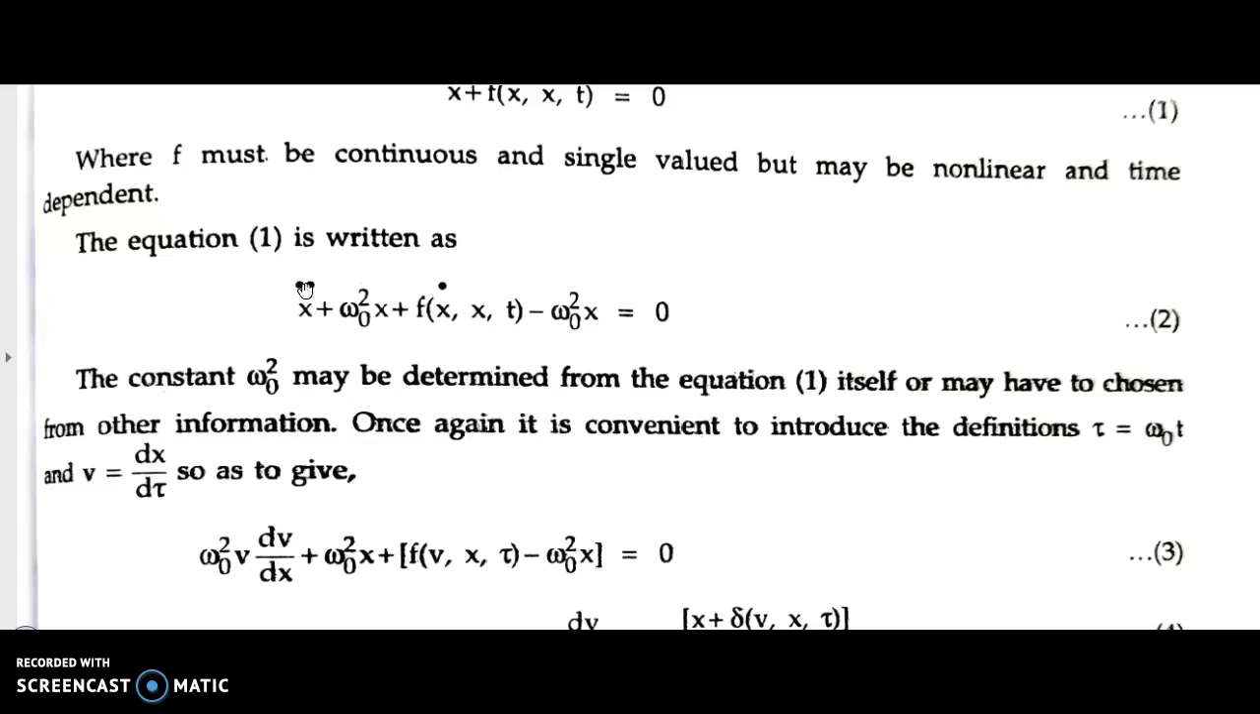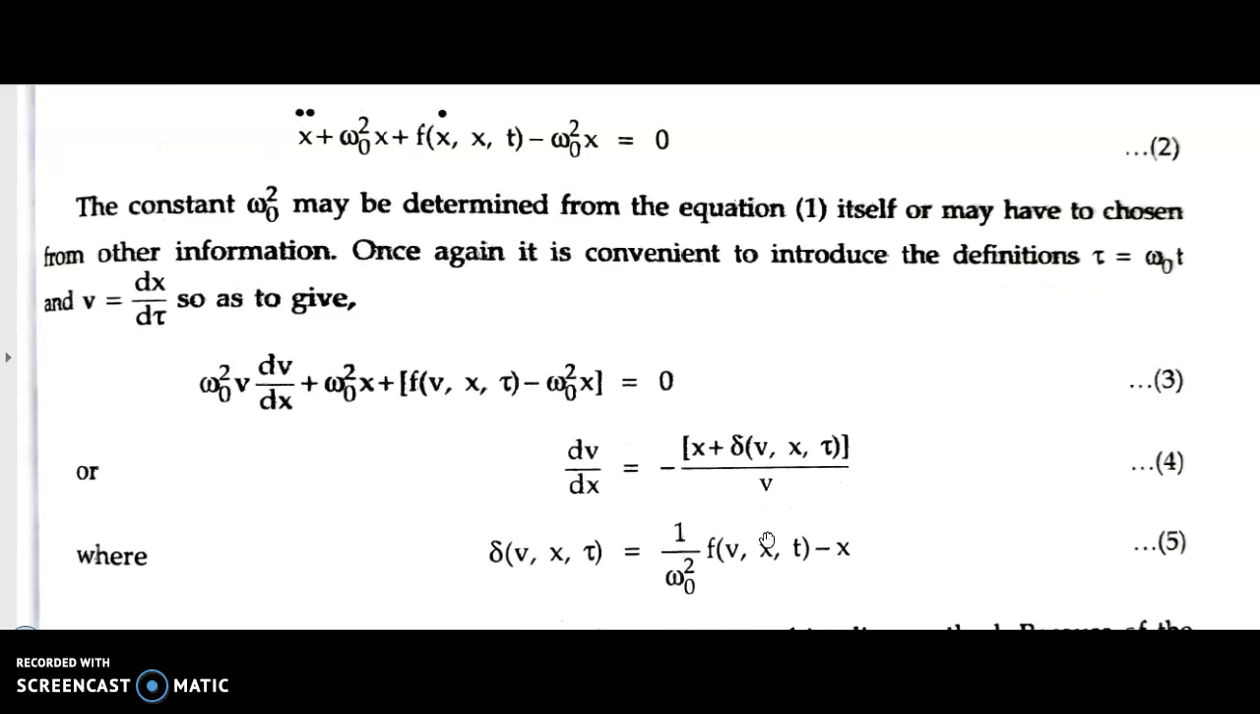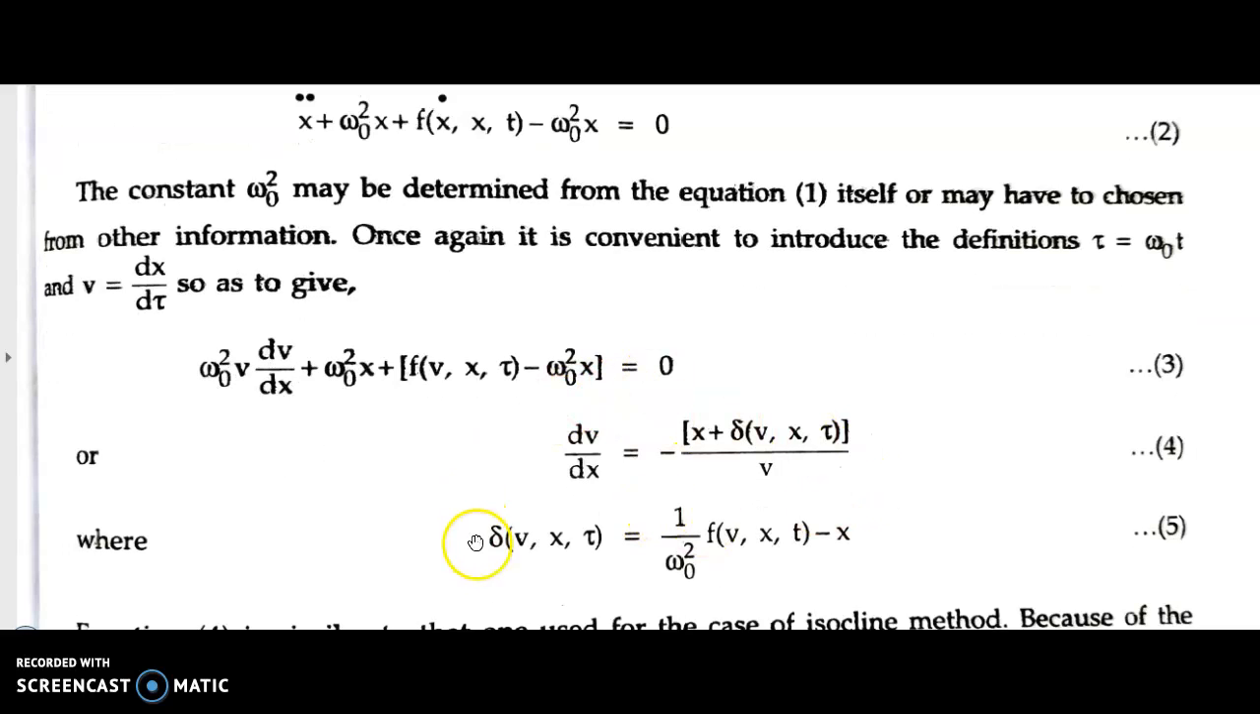Substitute in this equation. x double dot becomes omega naught square v dv by dx, because differentiation of x is v and differentiation of v is acceleration. Then, as usual, plus f of x dot, meaning v, comma x, and tau instead of t, and plus the term omega naught square x, equals 0. So this third equation we can write like this also.